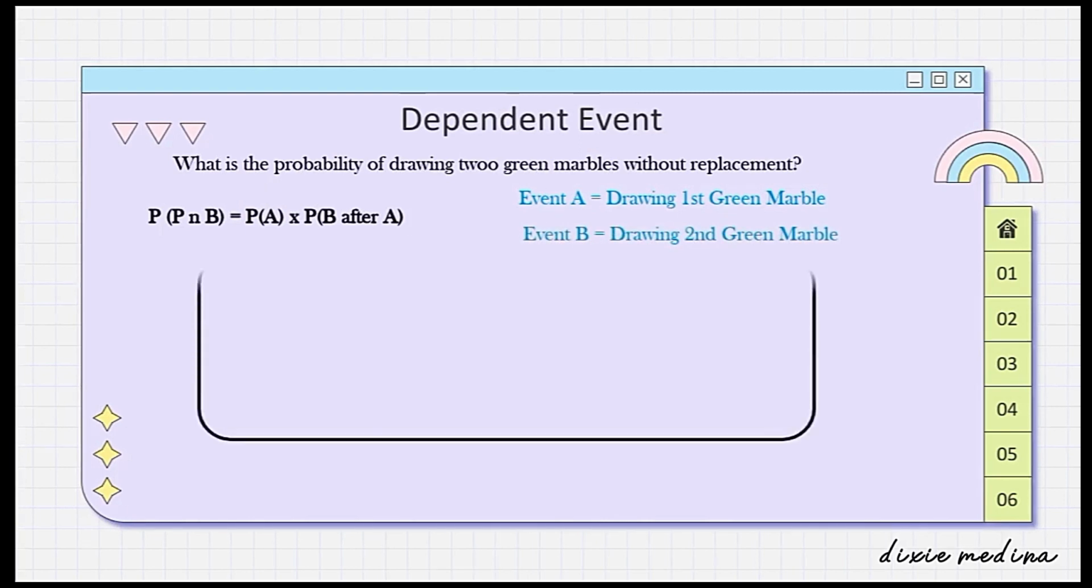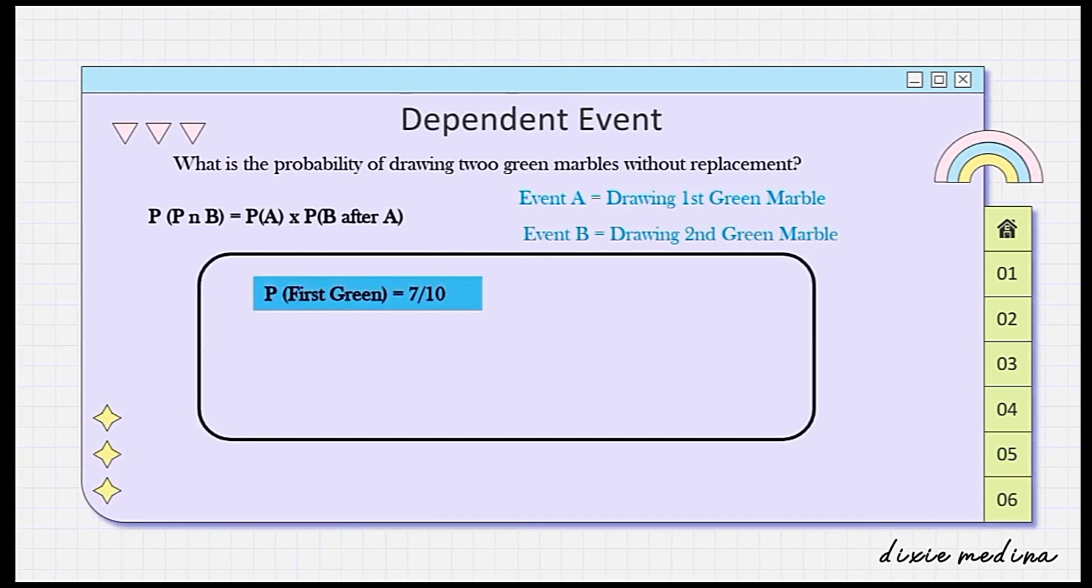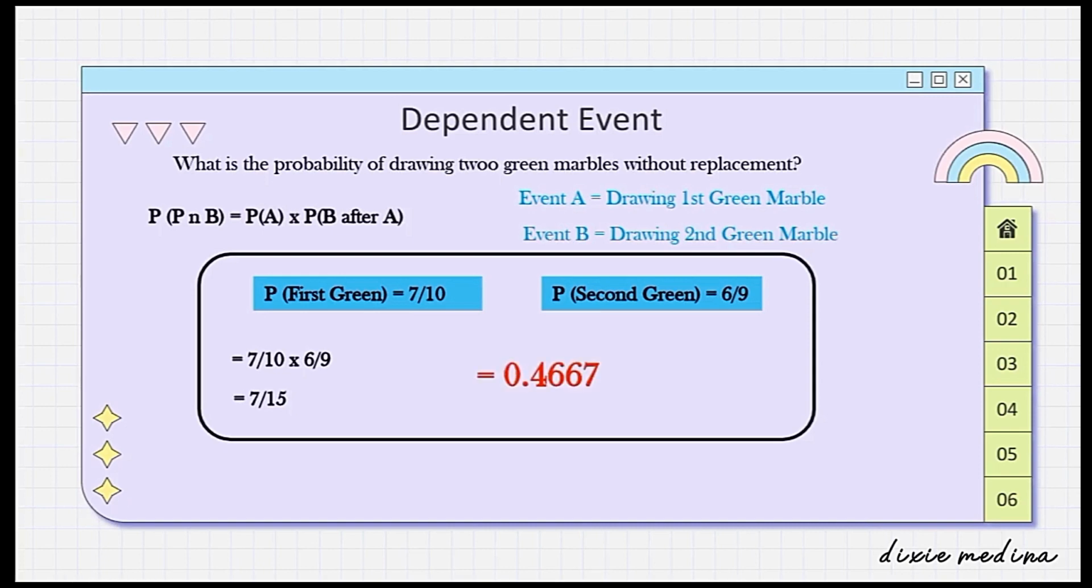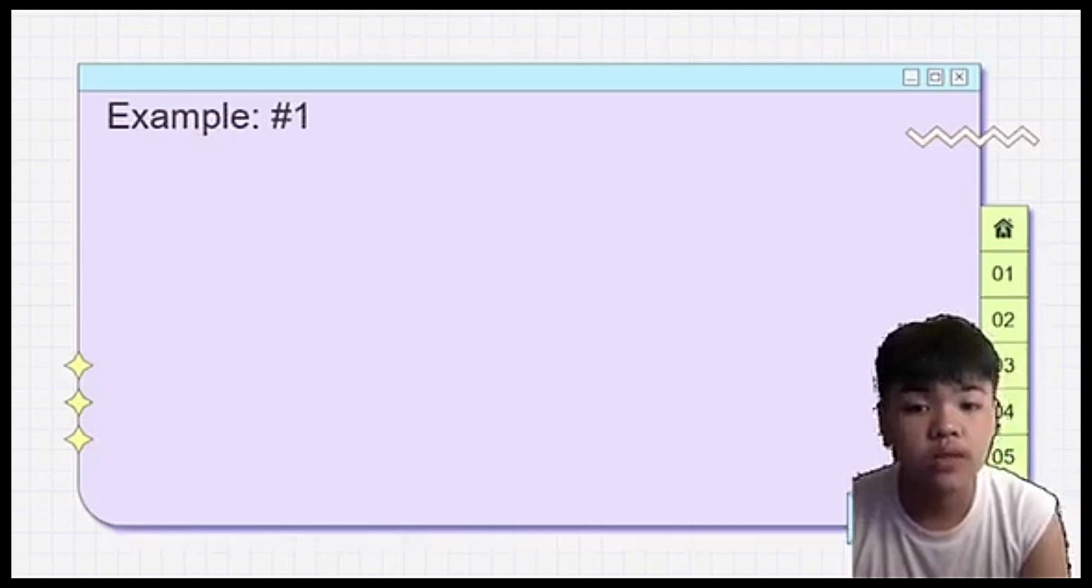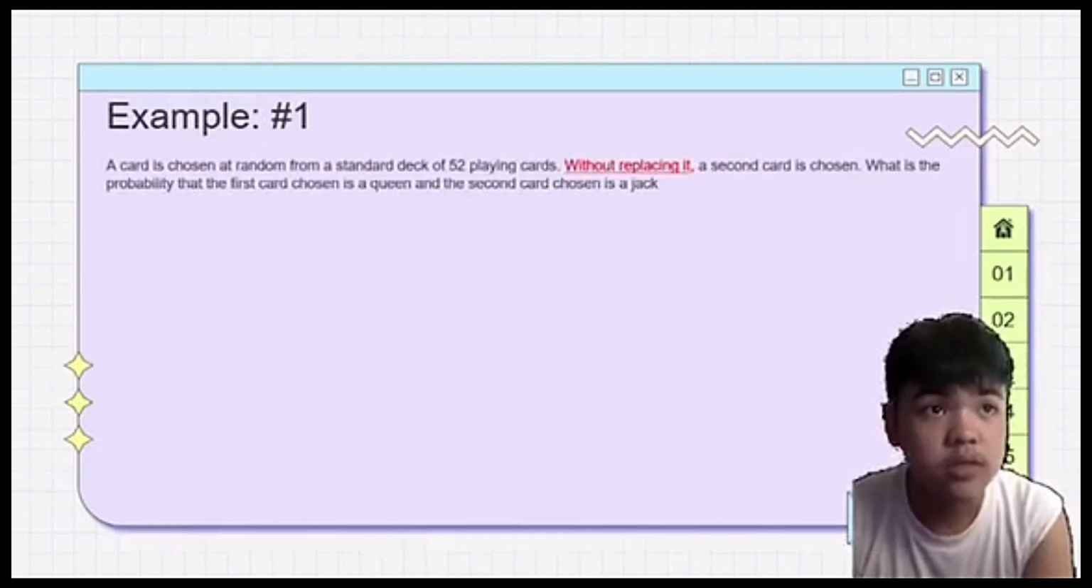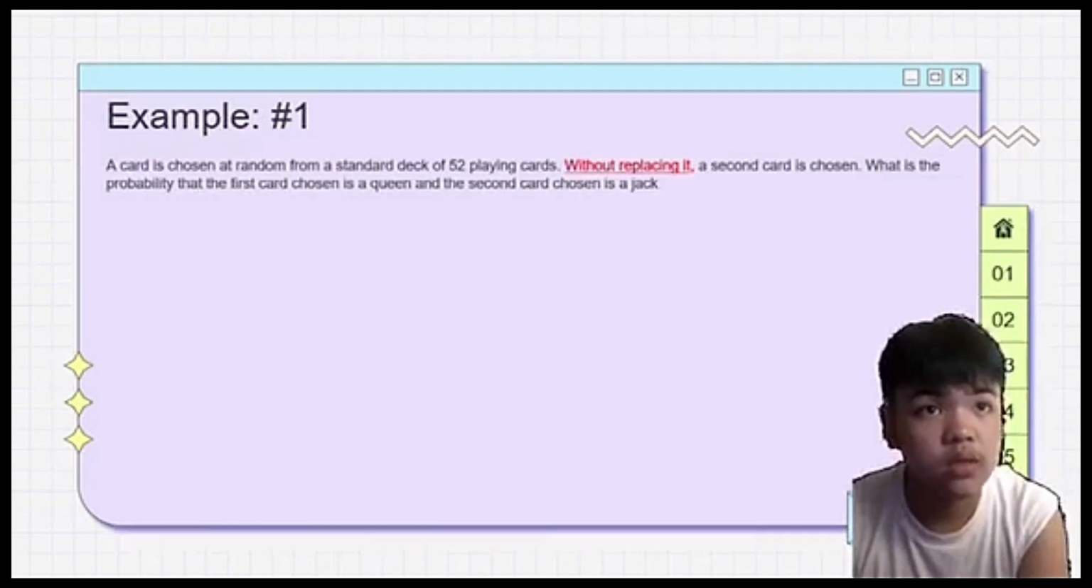The probability of drawing the first green marble is equal to 7 over 10. Therefore, the probability of drawing the second green marble is equal to 6 over 9. 7 over 10 multiplied by 6 over 9 is equivalent to 7 over 15, or 0.4667.